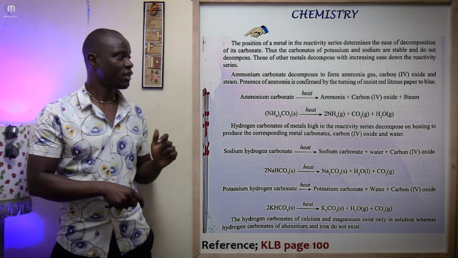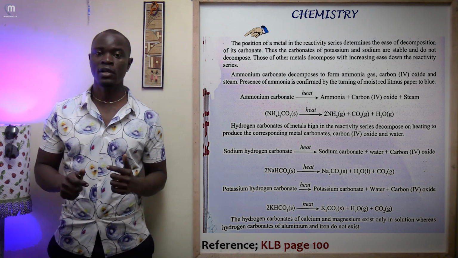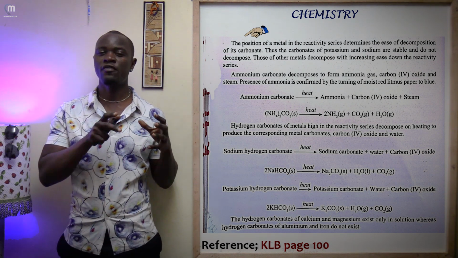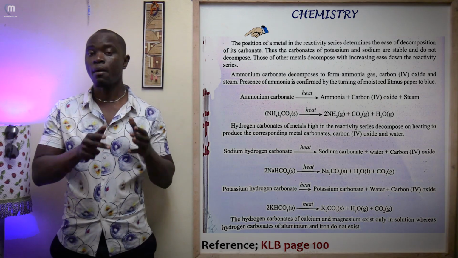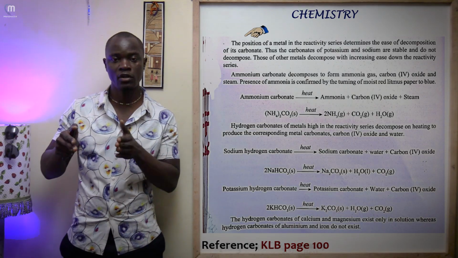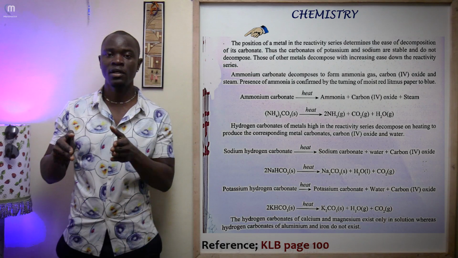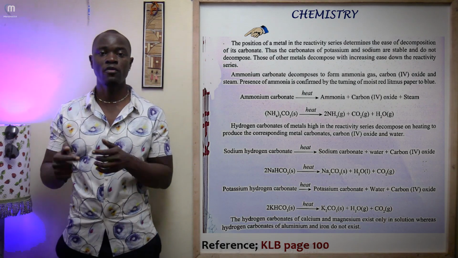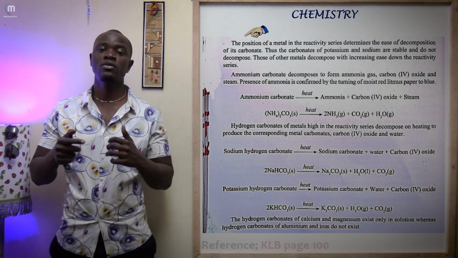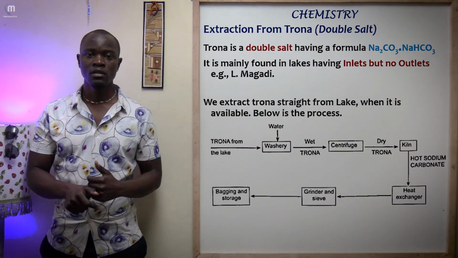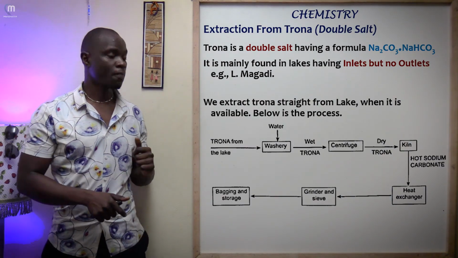So that means that in this case, where we have Trona, sodium carbonate is very stable and will not decompose, but sodium hydrogen carbonate is unstable, since the hydrogen and the carbon dioxide are going to decompose off from the structure. So remember, let's continue.